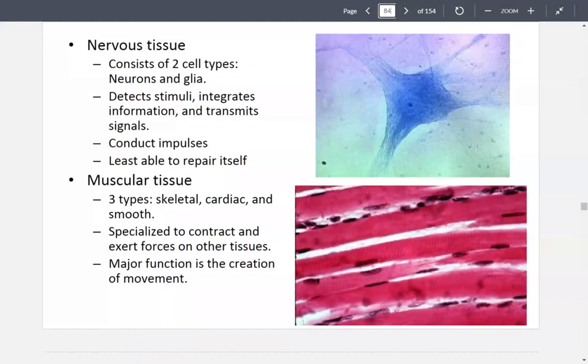Basically, muscular tissue, regardless of its type, is specialized to contract and exert forces on other tissues. Therefore, its major function is going to be movement. Now, whether that's movement of a bone, therefore moving the body, or movement of what you just ate through your GI system, movement of blood, whatever it may be.